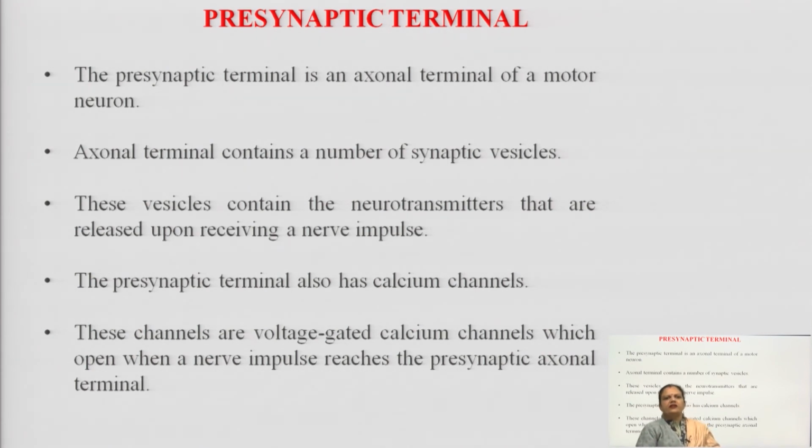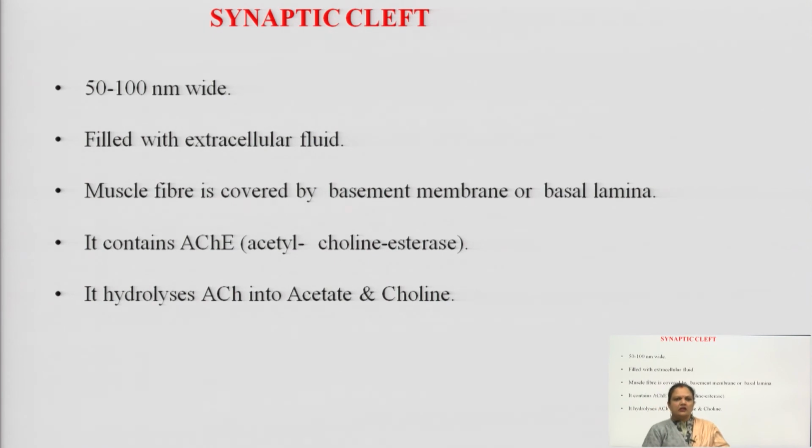The synaptic terminal also contains calcium channels, and after activation of these calcium channels, there is a release of the neurotransmitter acetylcholine in the synapse, or we can say synaptic cleft. These channels are voltage-gated calcium channels which open when a nerve impulse reaches the presynaptic axonal terminal. Now, coming to the synaptic cleft, it is 50 to 100 nanometers wide and filled with extracellular fluid.